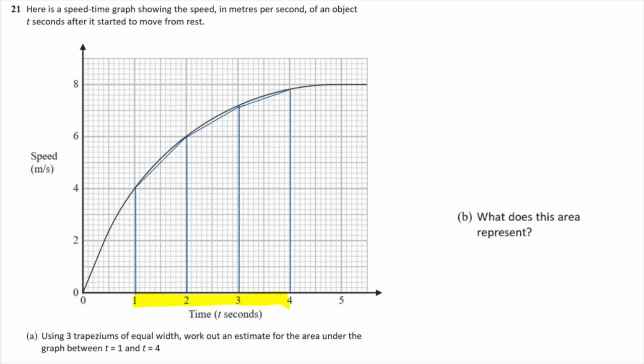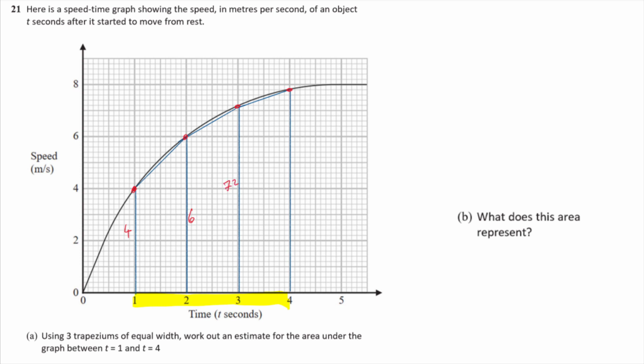In order to work it out, we're going to have to know this height, this height, this height, and this height, so that we can work out the sides of the various trapeziums. That one's easy enough to read. That one's a 4, isn't it? So that side is a height 4. This one is a height 6. This one, what's that? 7 and a bit. 7.2.